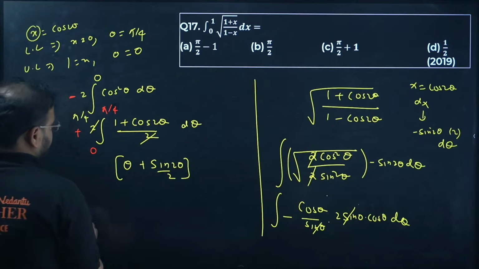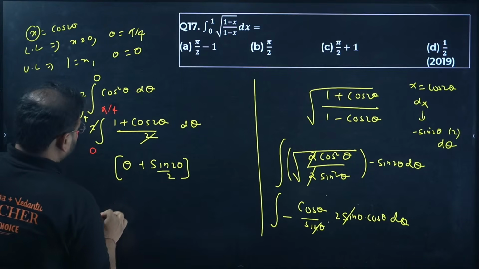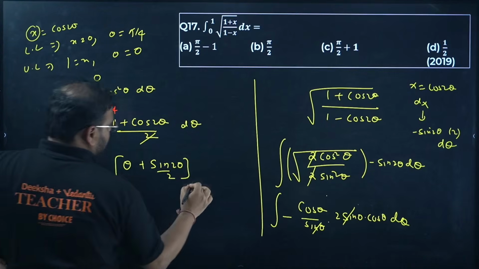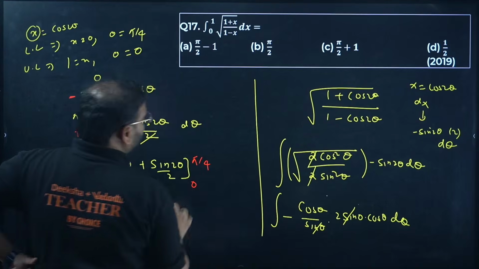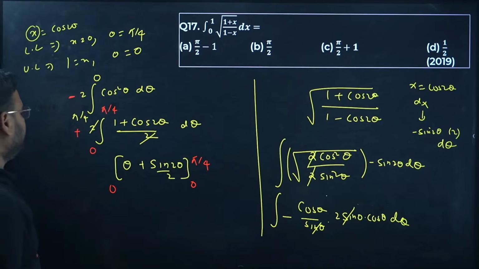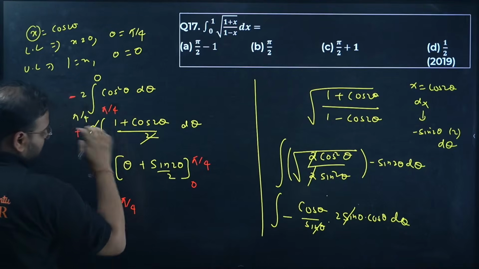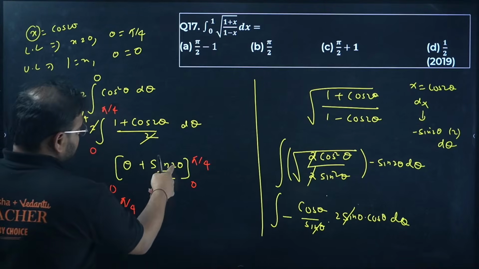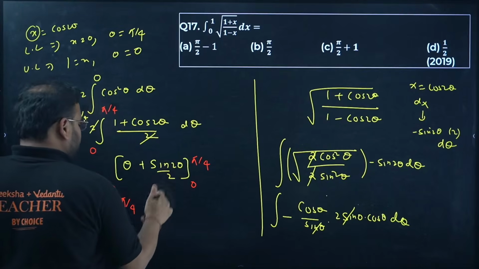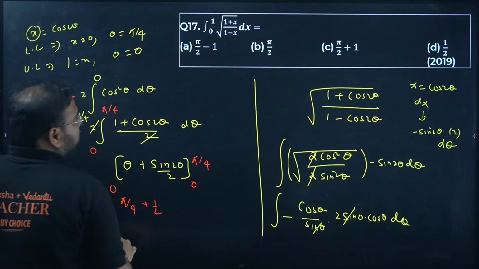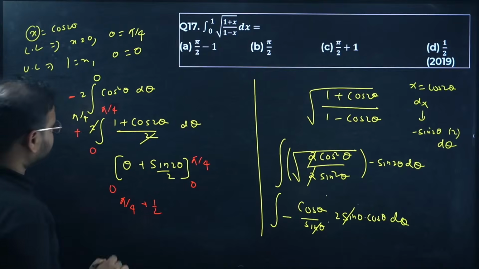Correct? Correct. Check here. So we have 0 to pi by 4. When you substitute over here, you're going to get what? Pi by 4. Substitute back in this. You'll get sine pi by 2. So you're going to get 1 by 2 over here.